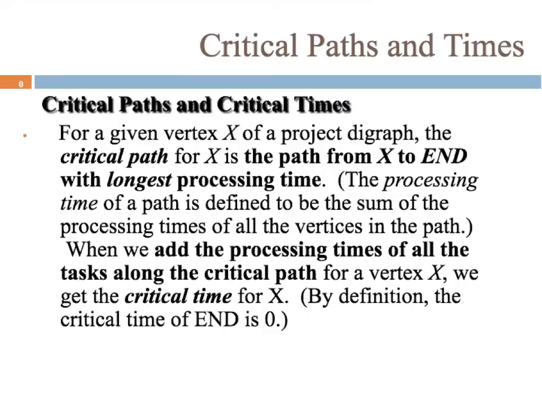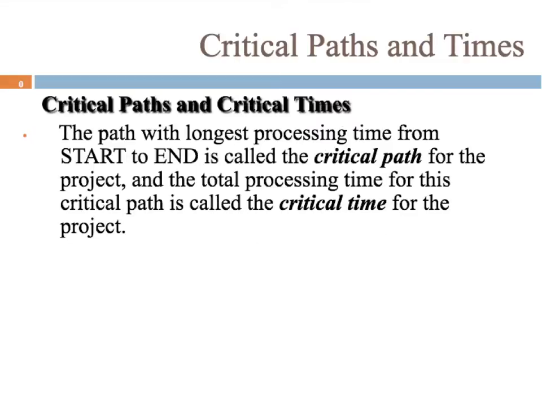And so when we add the processing times of all the tasks along the critical path, we get what's called the critical time for task X. And always the critical time for the ending point should be 0. After finding all the critical times, the path with the longest processing time from start to end is called the critical path for the project, and the total processing time for that path is going to be called the critical time.